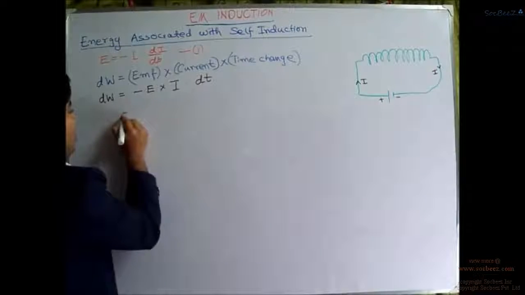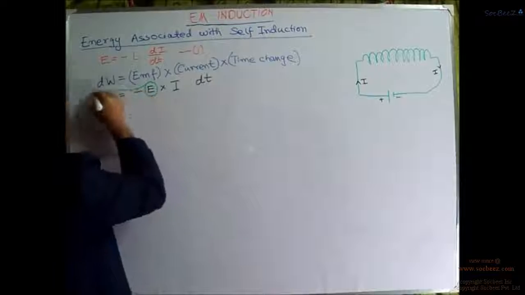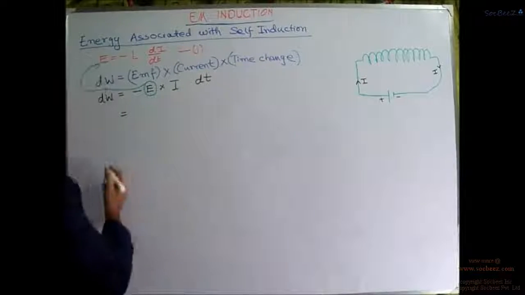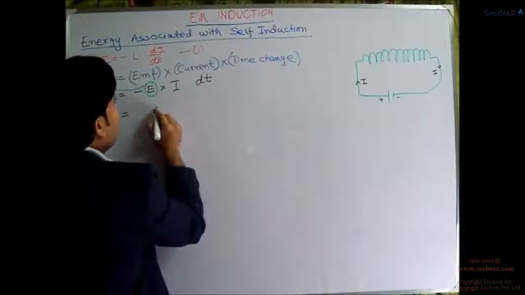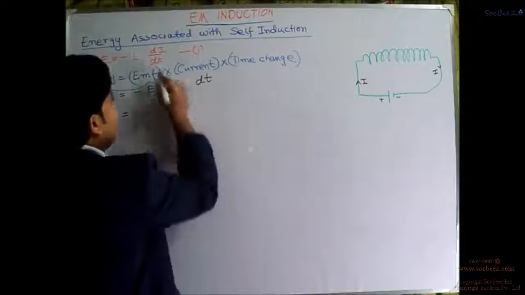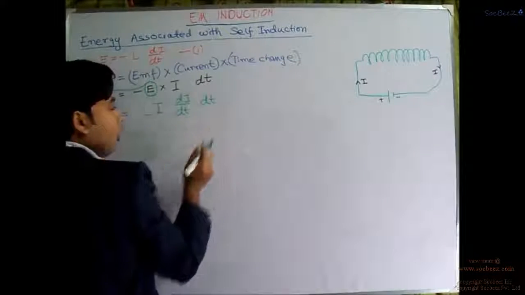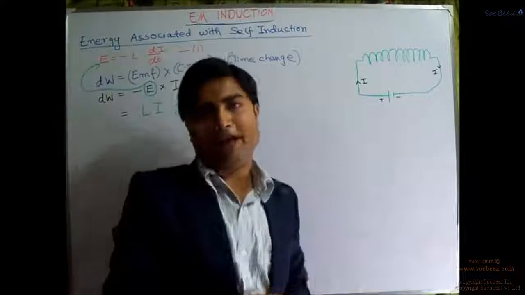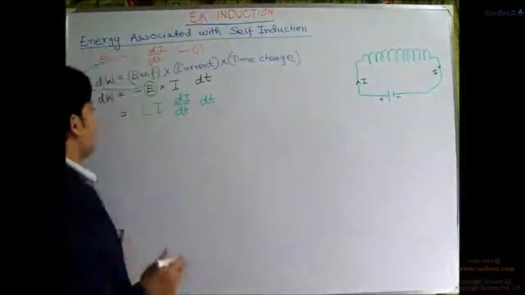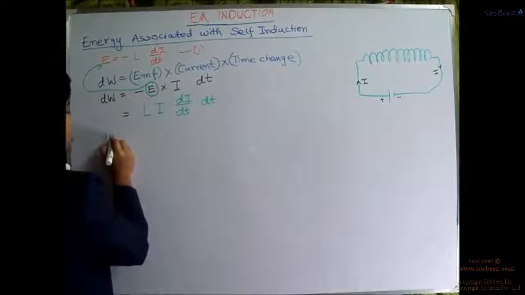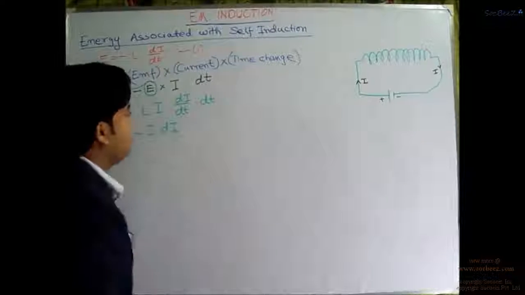Over here, this term of E could be replaced by this one, right? So what we will get? This negative will now be a positive term. L I for this one multiplied by this term d by dt of I for the time interval t. A small time interval has been taken out, and for that small interval of time we wish to find out the work done. So this dW will now be equal to L i di, right?